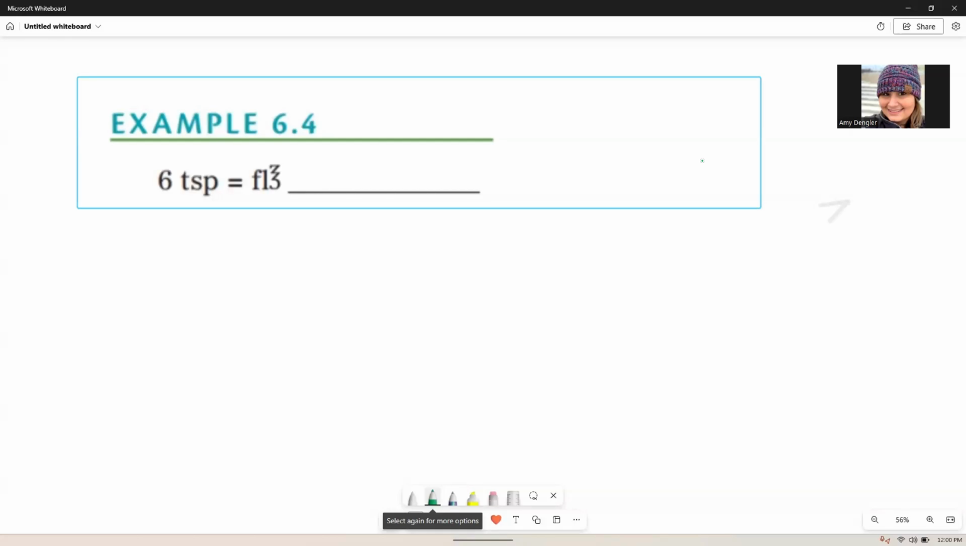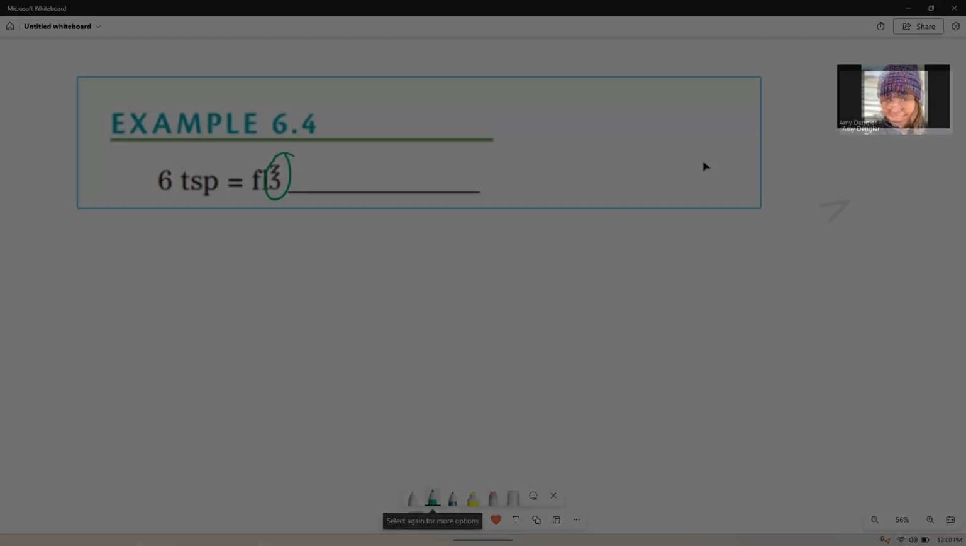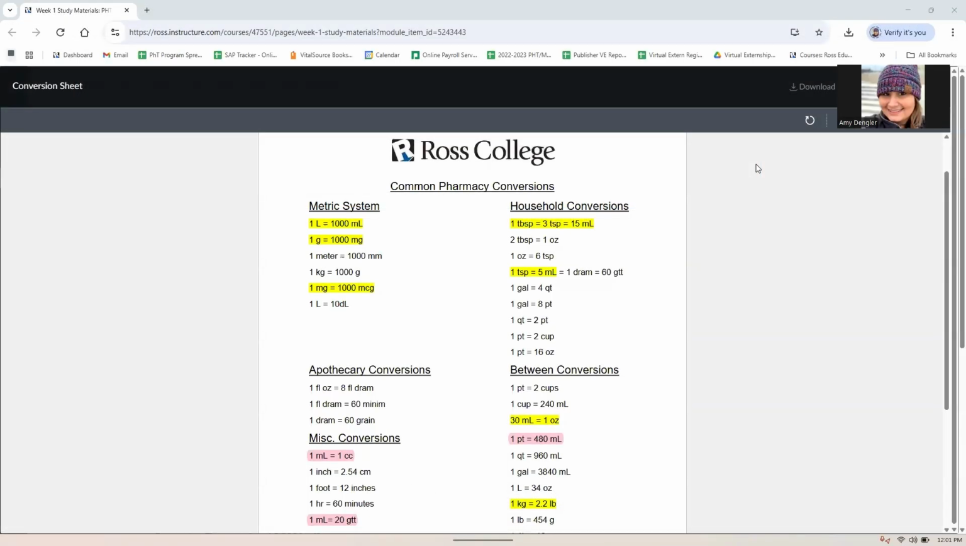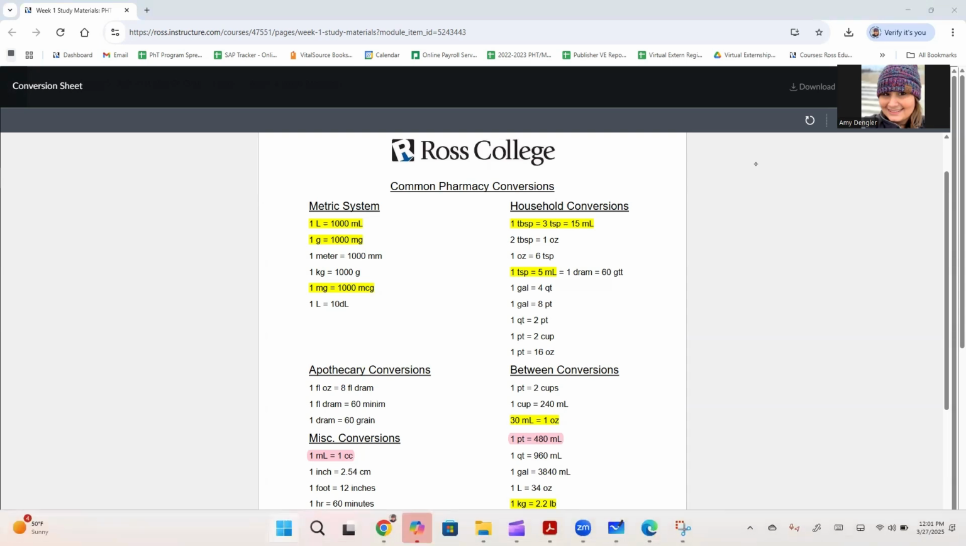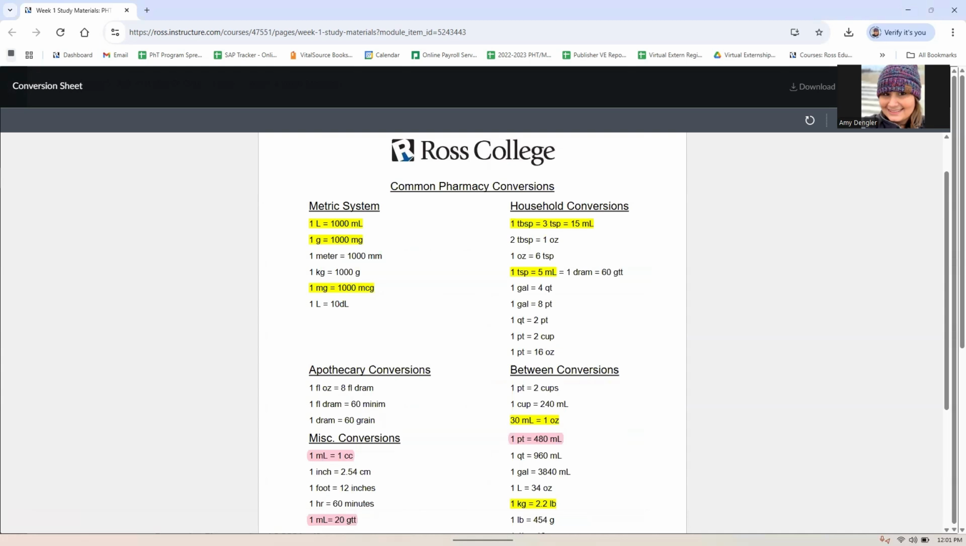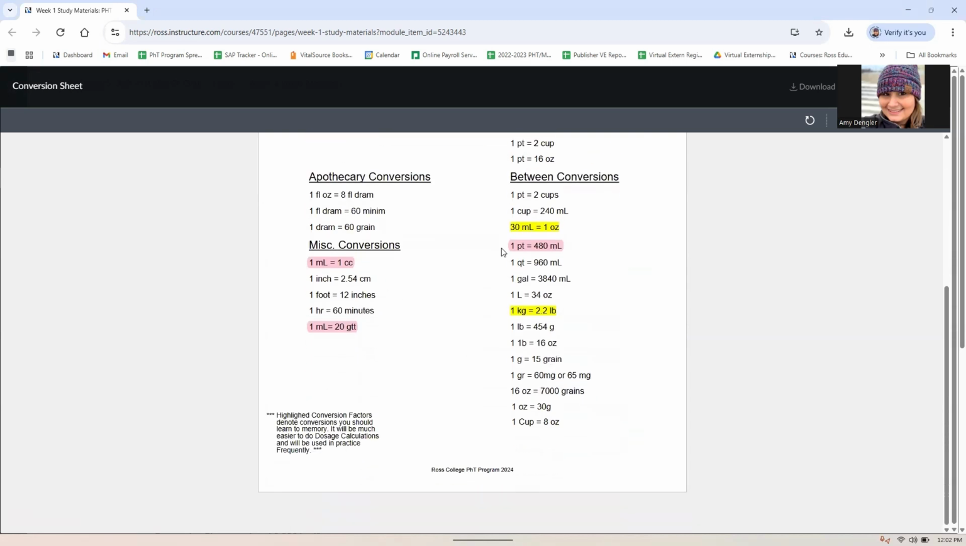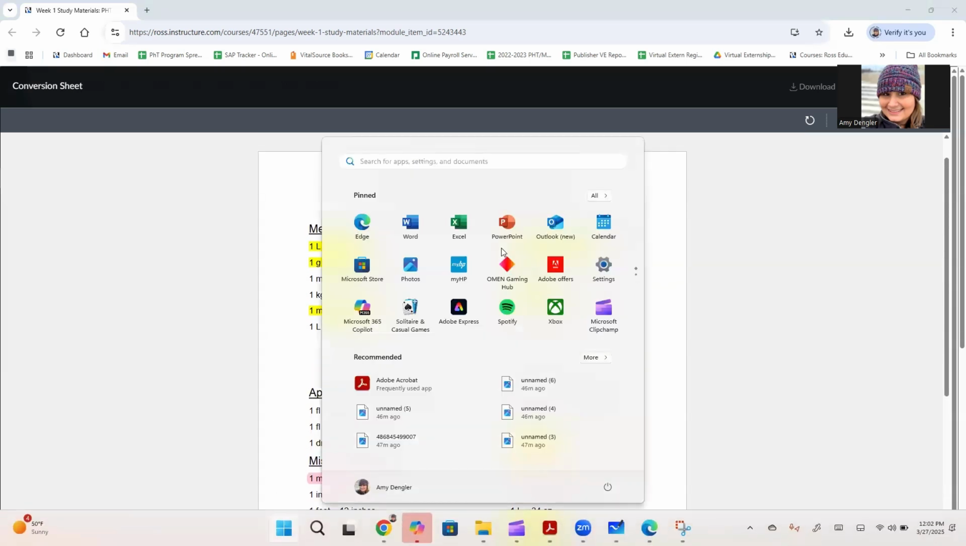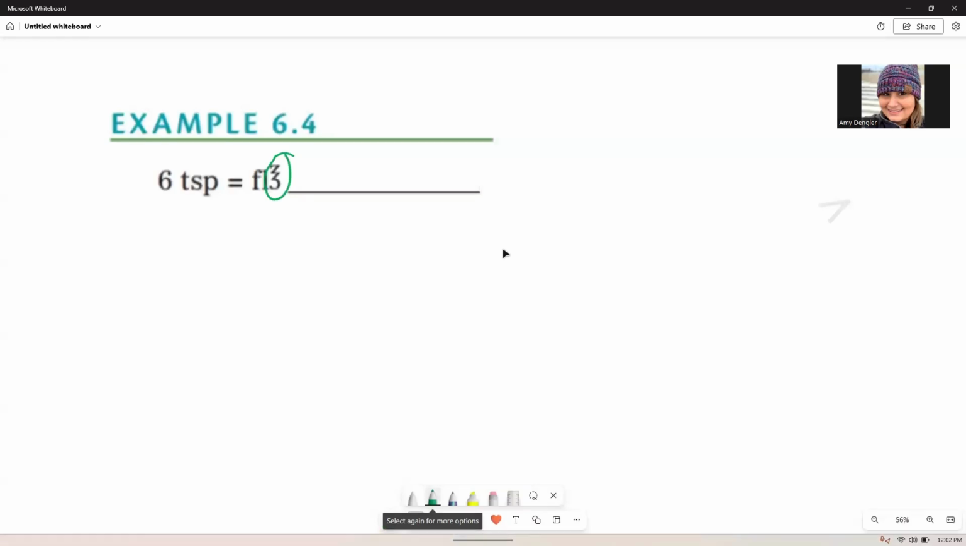Example 6.4, we have 6 teaspoons is equal to how many fluid ounces? So remember that symbol there is the ounce symbol. So on our pharmacy conversion sheet, we want to find a conversion factor that goes from ounces to teaspoons. So we do have one right here. So 1 ounce is equal to 6 teaspoons. So we can just write our answer in, right? We know it's 1 ounce.